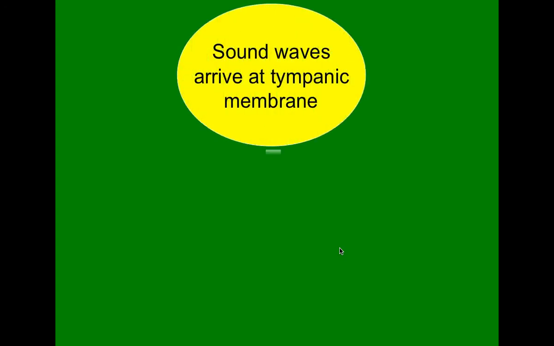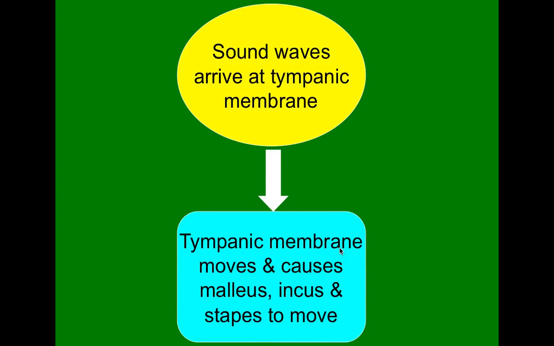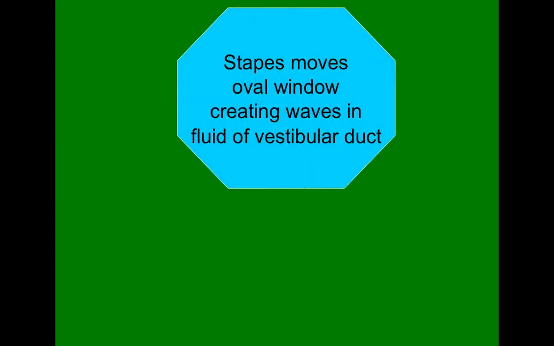The first step is that the sound waves arrive at the tympanic membrane, and when they arrive, they make the tympanic membrane vibrate. That causes, as a chain reaction, the malleus, the incus, and the stapes to move. If you remember, the stapes is connected to the oval window, so as it moves back and forth, the oval window moves with it, and that creates waves of fluid within the vestibular duct.